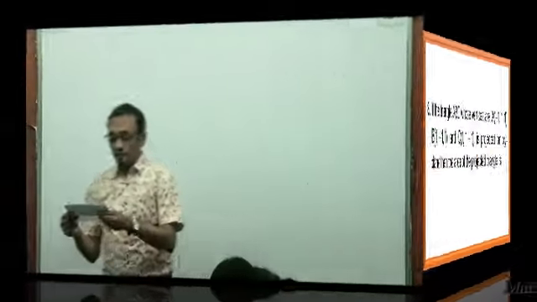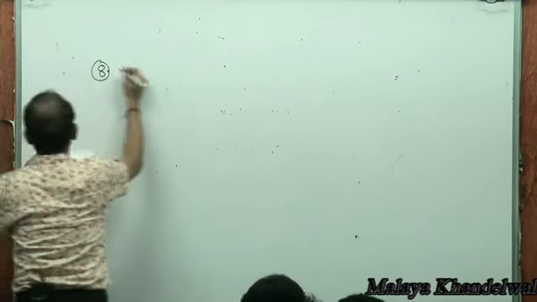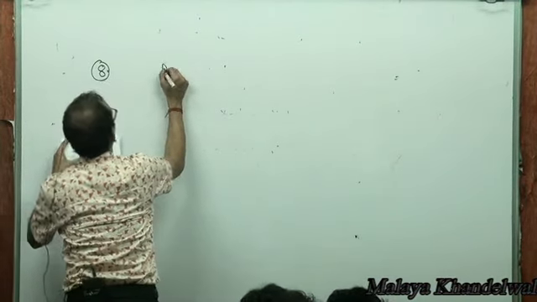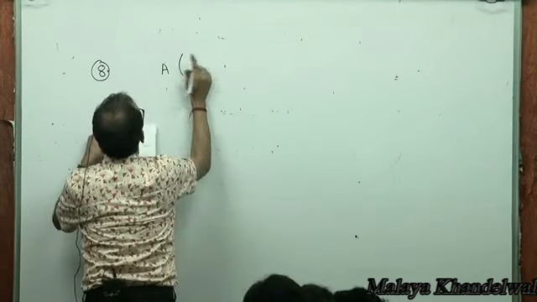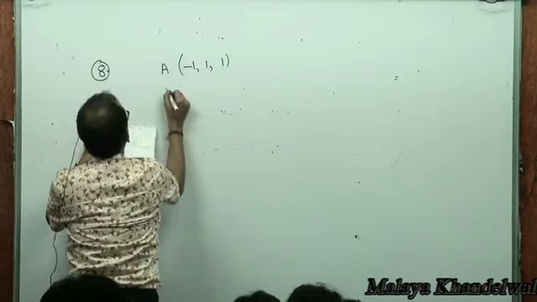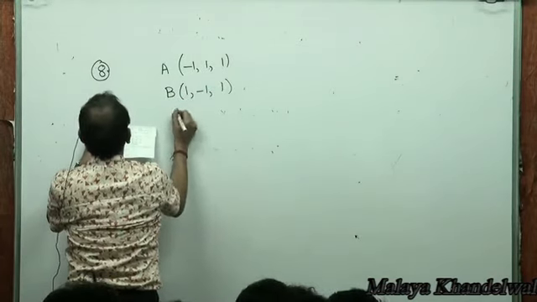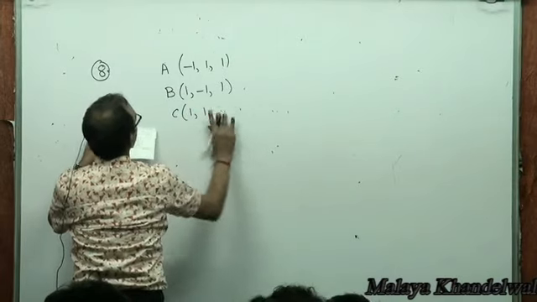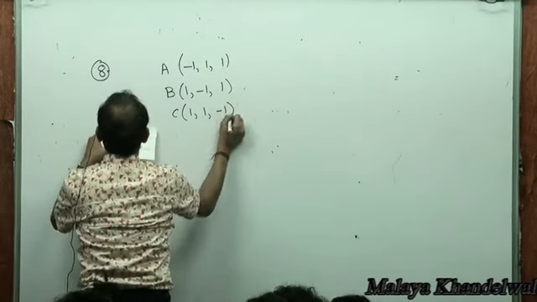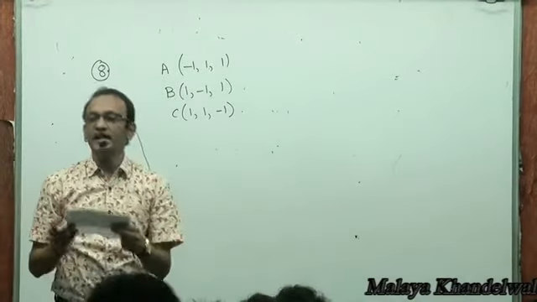Now in problem 8, we have a triangle ABC. A is minus 1, 1, 1. B is 1, minus 1, 1. C is 1, 1, minus 1. And these points are projected in the xy plane.